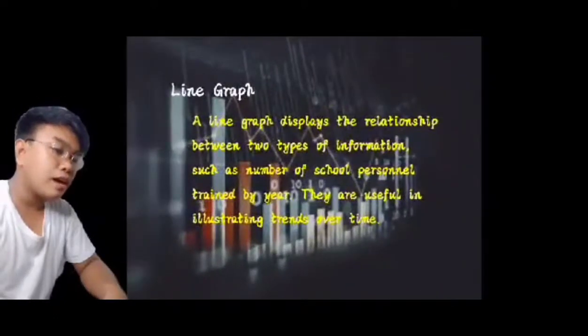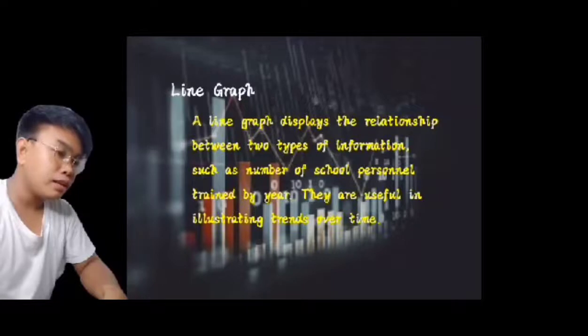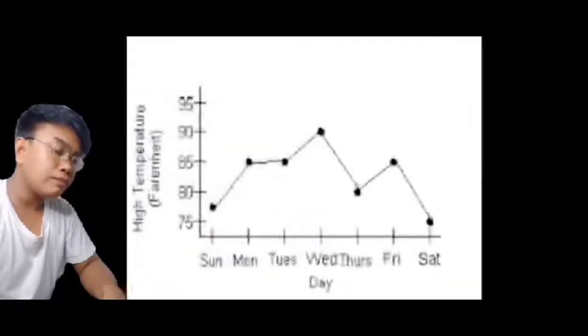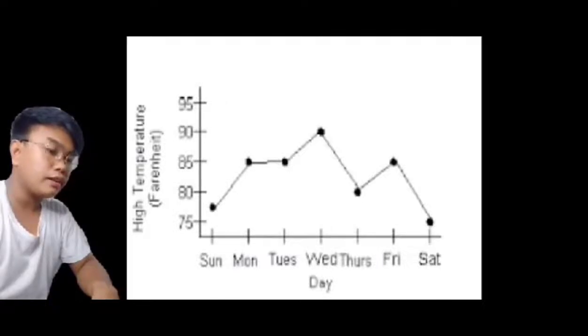Line graph. A line graph displays the relationship between two types of information, such as the number of school personnel trained by year. They are useful in illustrating trends over time. This is an example of a line graph.